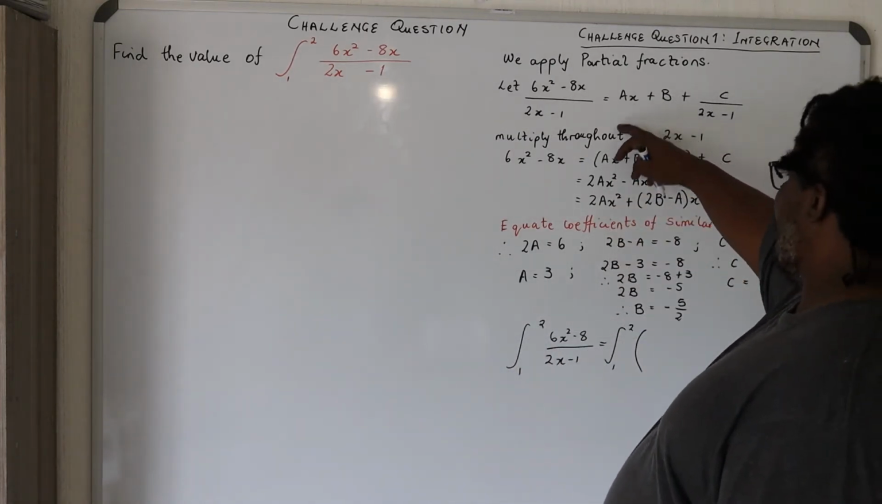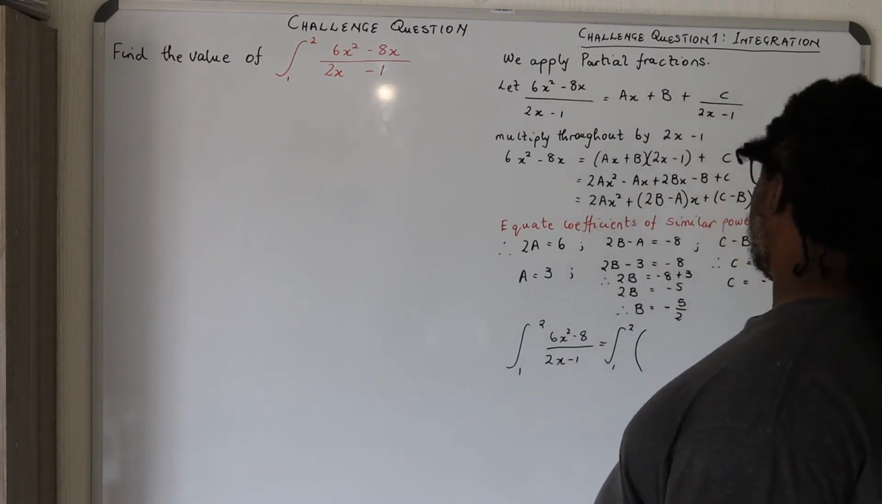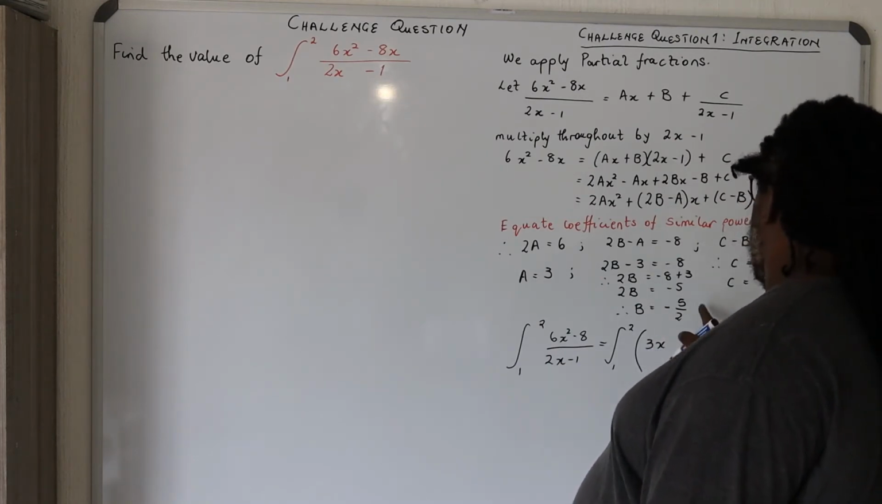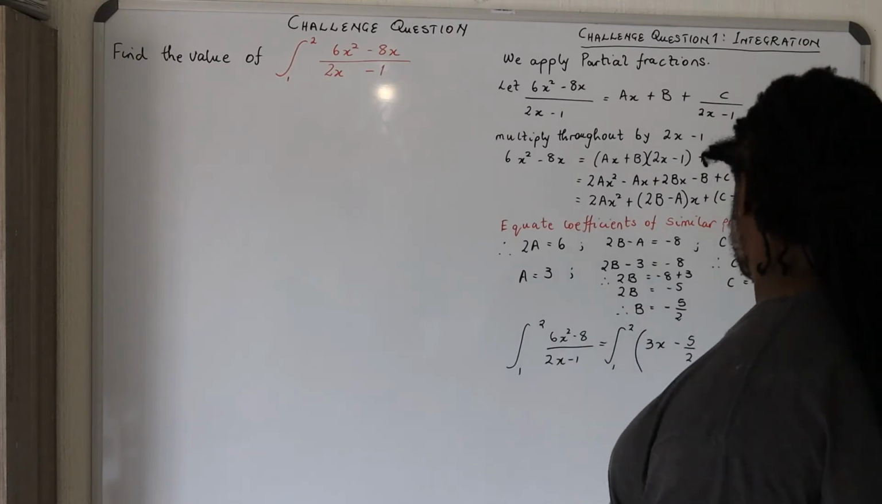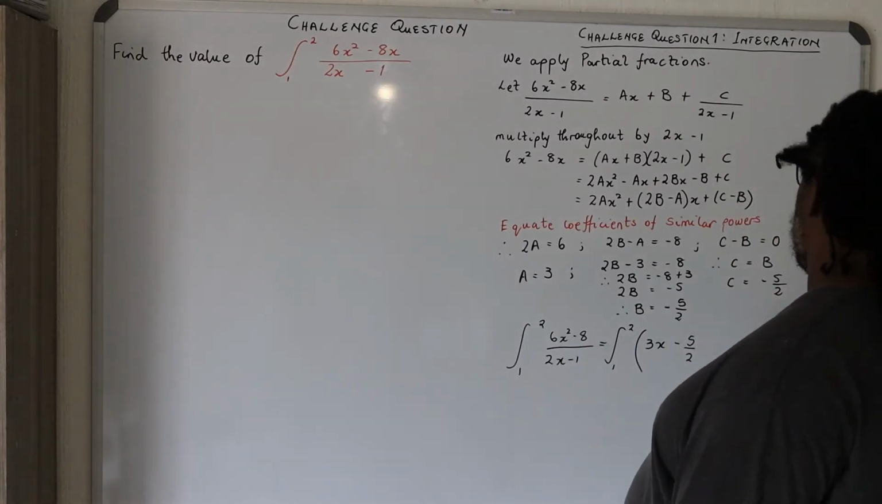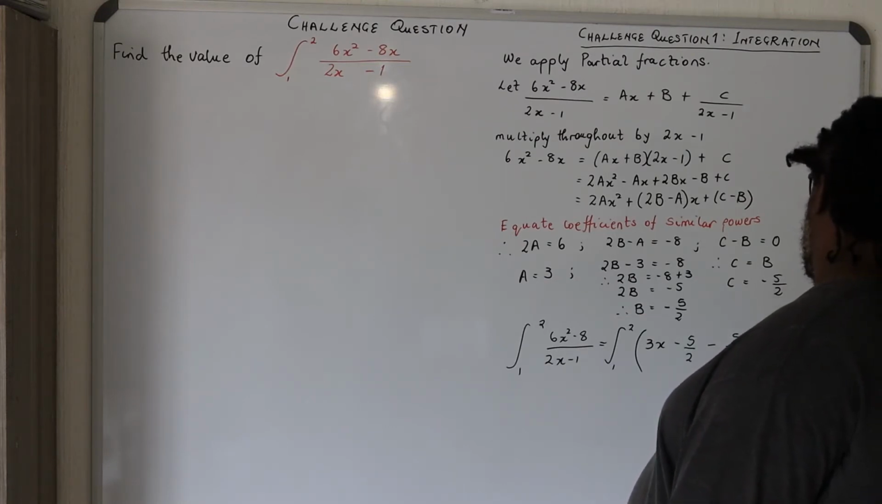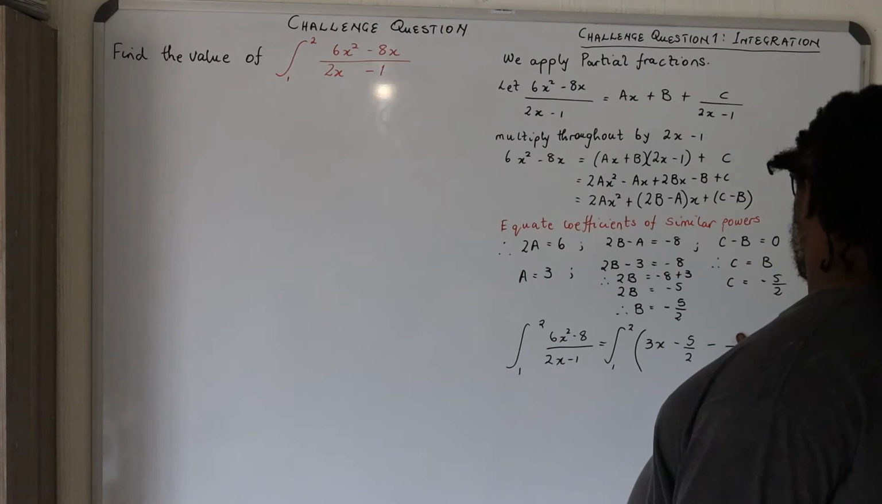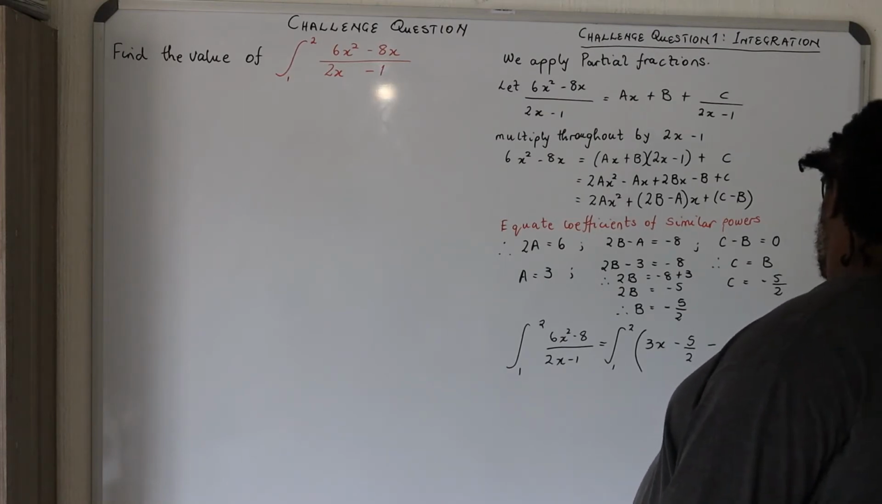We found out that our a is equal to 3, so 3 times x gives us 3x, and our b is minus 5 over 2, so here we have minus 5 over 2, and our c is minus 5 over 2 as well. So if we put minus 5 over 2 there, we will have minus 5 all over 2 brackets (2x minus 1). We can put our 2 in the middle so that it looks neater.